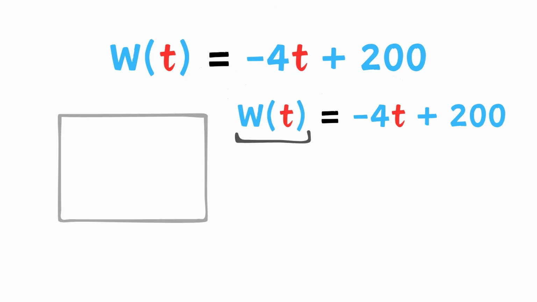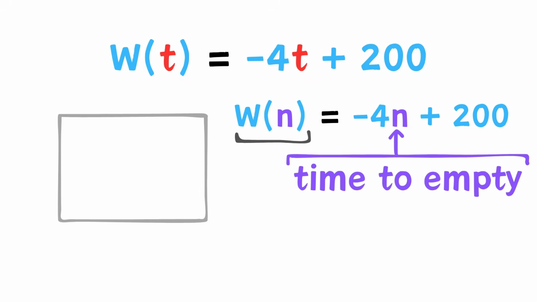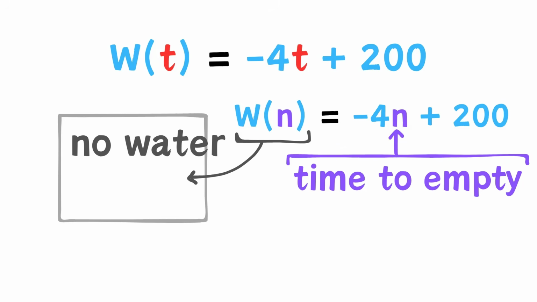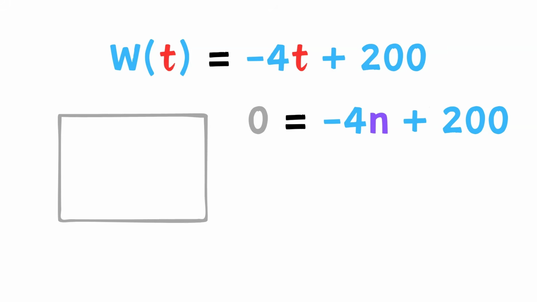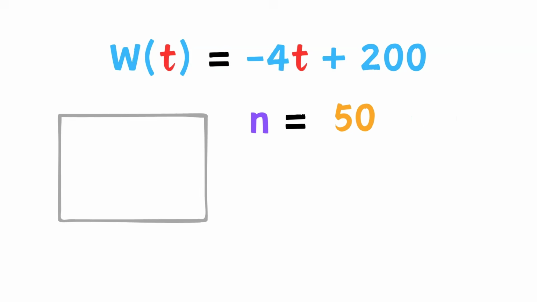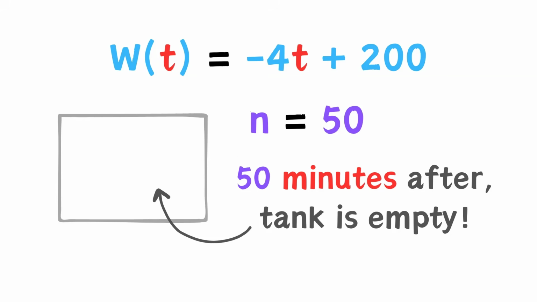To avoid confusion with the original function, let's use a separate variable to represent this, n. n represents the time when the tank has 0 gallons, so w of n would be 0. Thus, we have 0 equals negative 4n plus 200. And to solve, we can add 4n to both sides and divide by 4, and we see that 50 minutes after, the tank will be empty.